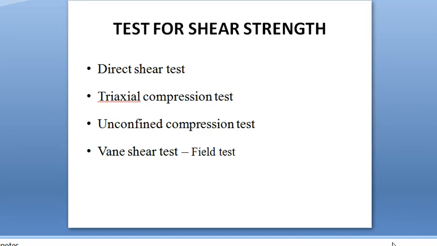studying different tests for calculating the shear strength of the soil. There are mainly four tests to find the shear strength. They are the direct shear test, triaxial compression test, unconfined compression test, and vane shear test. The first three tests are conducted in the laboratory. These are laboratory experiments, and the last one, the vane shear test, is a field test.